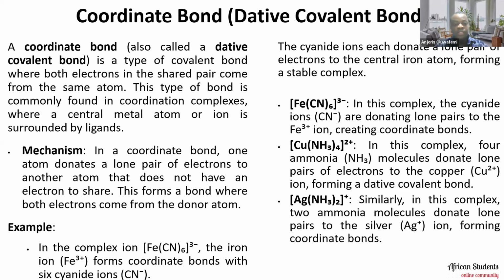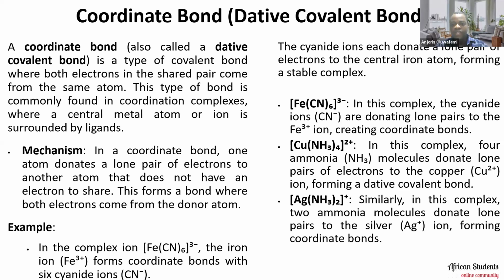Now, an example is in the complex FeCN6. That's the iron, which is Fe3+, forms coordinate bonds with 6 cyanide ions, and that is what happens. The cyanide ion each donates one lone pair of electrons to the central iron atom, forming a stable complex. It forms a stable complex.